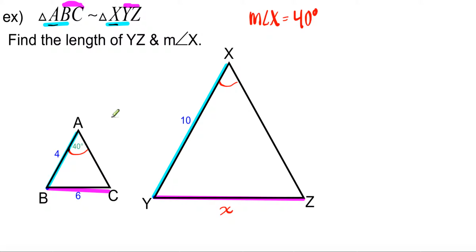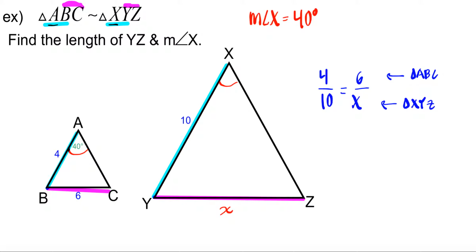So I can refer to these by color now. The turquoise side on the small triangle refers to the turquoise side on the big triangle. This purple side on the small triangle corresponds to the purple side on the big triangle. So we want to set up a proportion. That means everything needs to be matchy-matchy or correspond. So we'll say 4 over 10 equals 6 over x. Now notice the 4 and the 6 up at the top, that comes from the small triangle, triangle ABC, and those denominator pieces, 10 and x, those come from triangle XYZ.